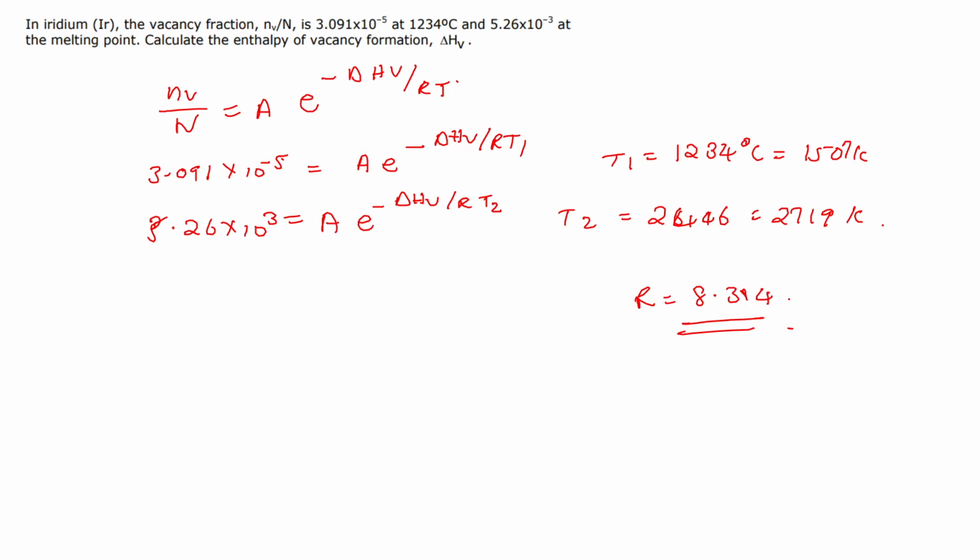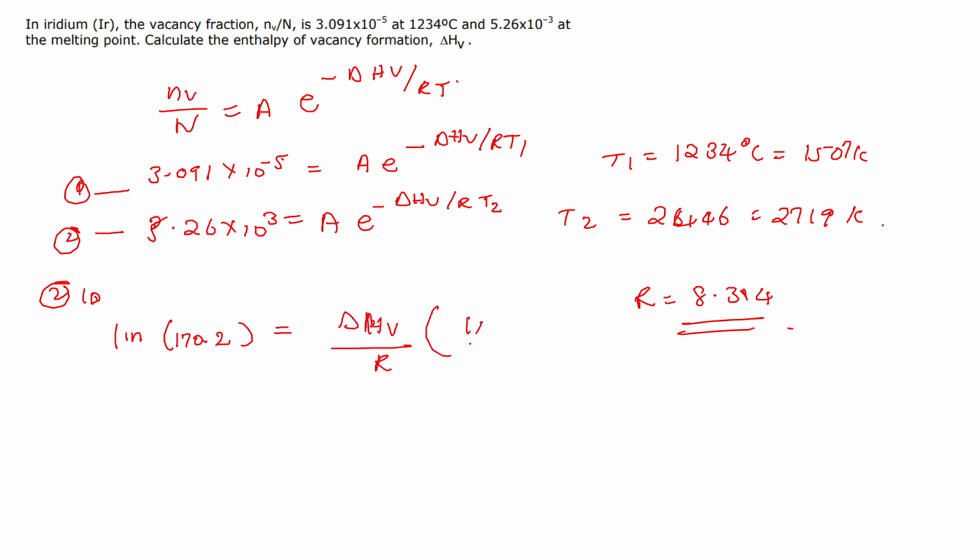What is the value you are getting while dividing? This is, you can call it, equation 2. This is 2 divided by 1, that will be easy. So you should get log 170.2 is equal to delta HV divided by R times (1 over T1 minus 1 over T2).